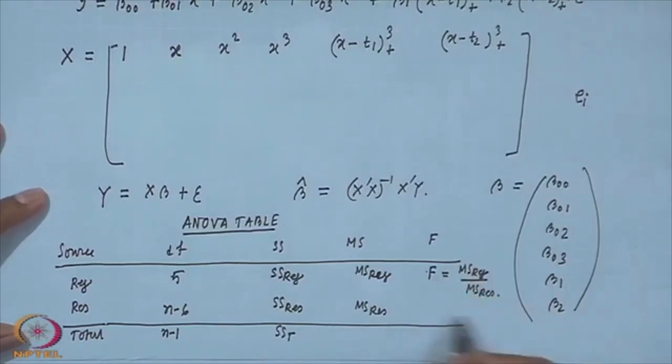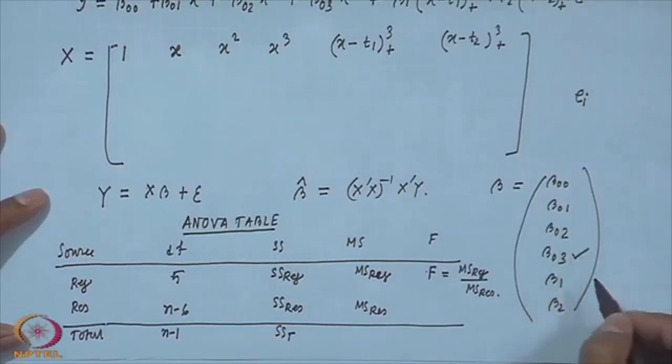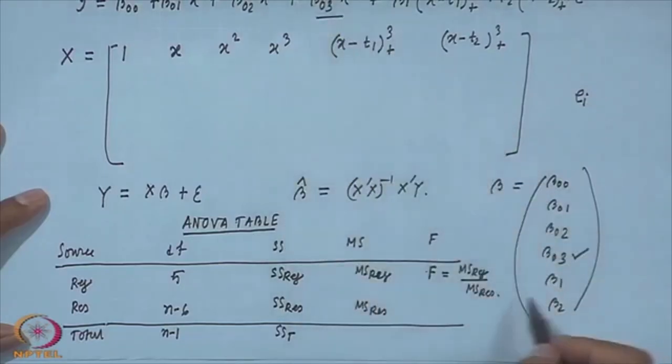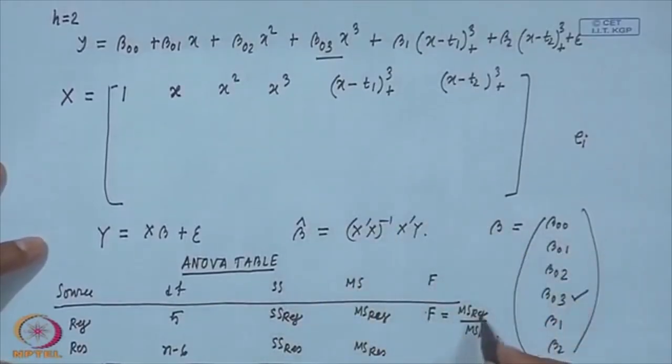So, this is a global test, whether the model is significant or not, and if you want to test a particular parameter, whether this is significant or not, then you have to find the SS regression due to this parameter or this term, and then you compute SS regression due to beta 3 by MS residual. So, you know all these techniques.